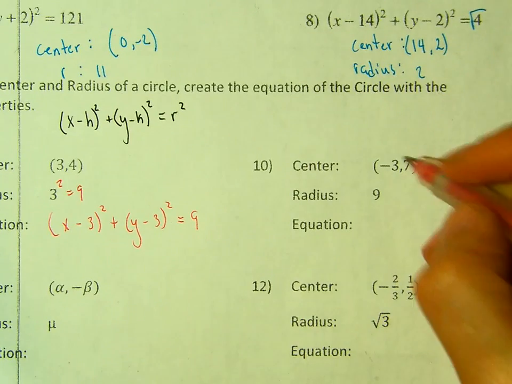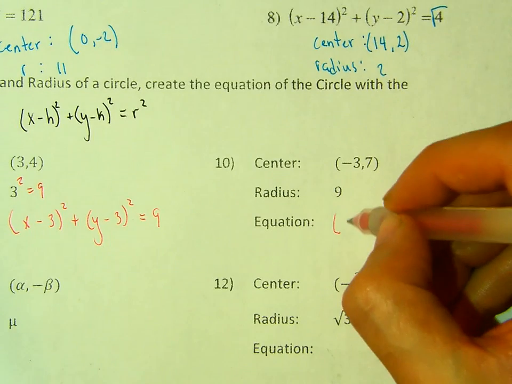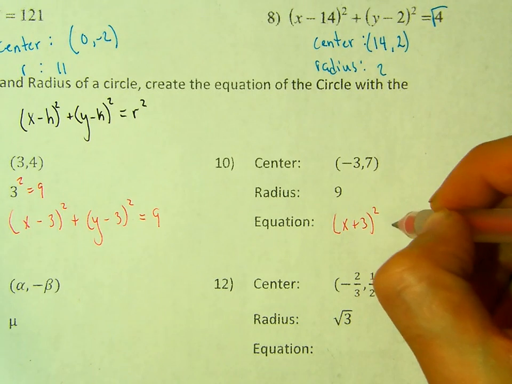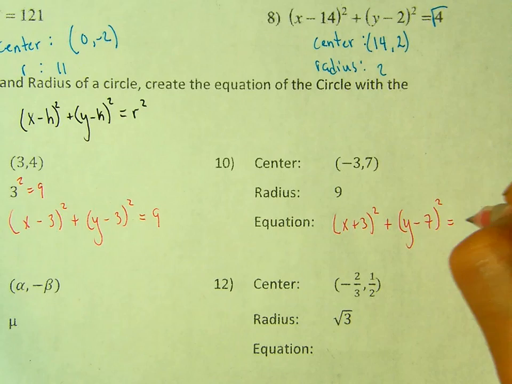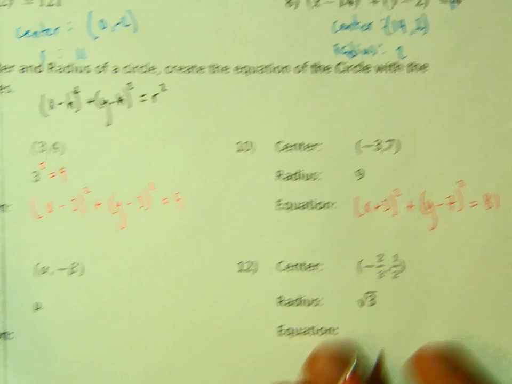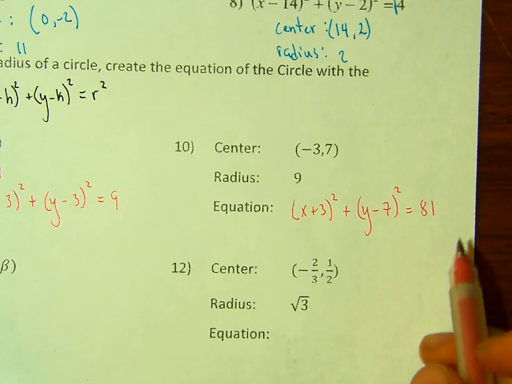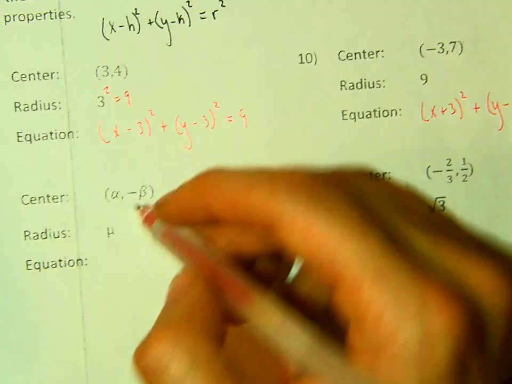Okay. Try the next few by yourself. Okay? Here, what would your equation be? It would be x plus 3 squared plus y minus 7 squared equals 81. Okay? And why is it 81? 9 squared, yeah?